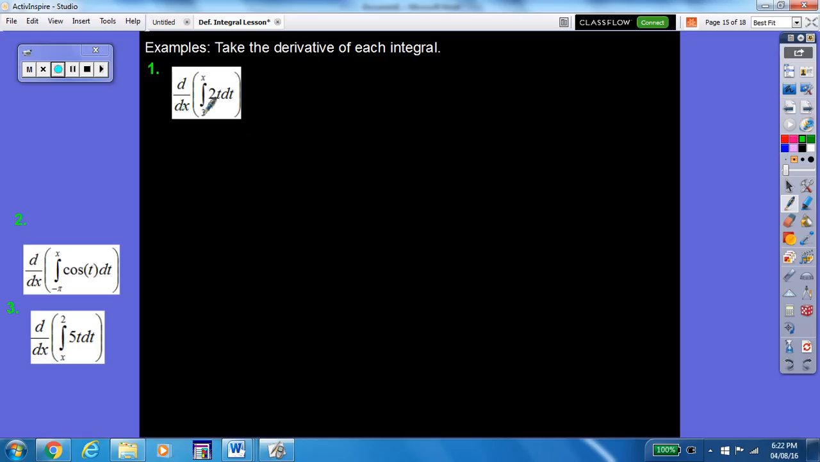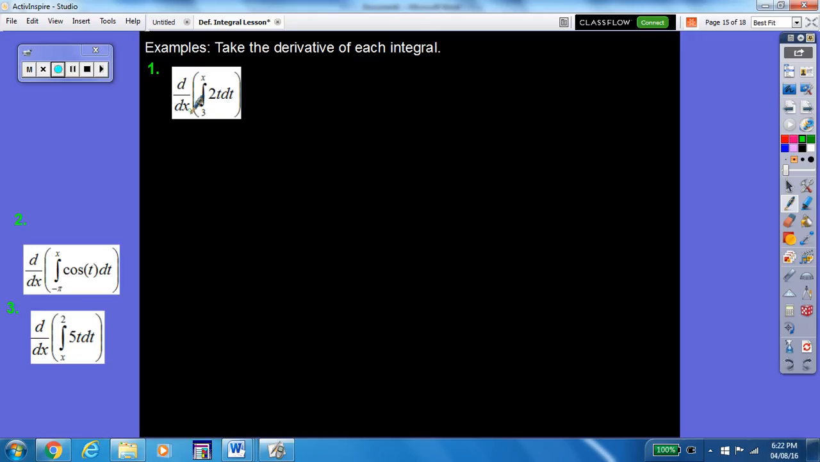What this statement is saying is take the derivative of each integral. This d dx means take the derivative of the stuff inside the parentheses. Well, the stuff inside the parentheses happens to be an integral. So first, the long way is going to be this. We're going to go ahead and evaluate this integral from 3 to x of 2t dt. We're just going to do it normally, like we've been doing in the past.